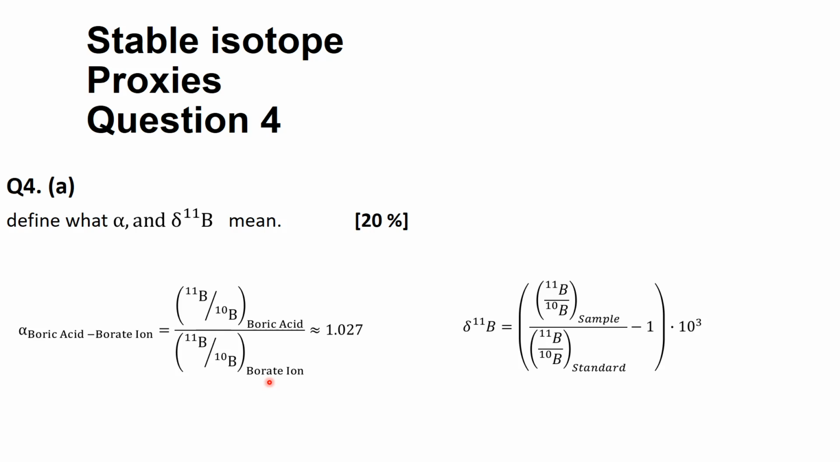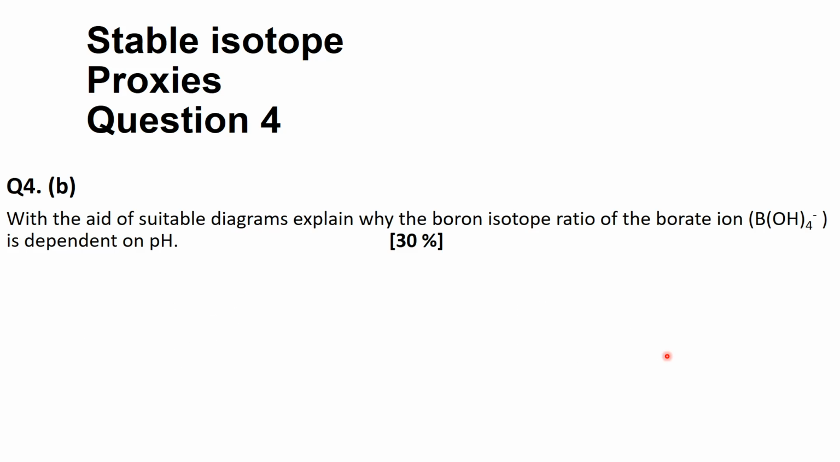Similarly for the lowercase delta 11B, that's the measured isotope ratio of boron in a sample compared to some arbitrary standard. So that's this thing over here. You could have given the equation for that. You could have mentioned that the standard is completely arbitrary. It doesn't really matter what it is, as long as everyone uses the same one. It's all good. So those are the kind of things we were looking for in part A. Fairly straightforward. I think most people got a whole bunch of marks for part A, which is pretty good.